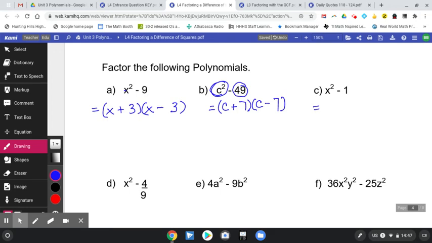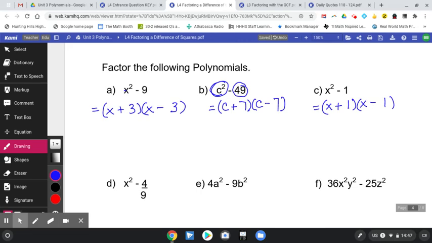So I set my brackets up. Square root of x squared, that goes in the front of both brackets. Square root of 1, that goes in the back of both brackets. One bracket is add, one bracket is subtract.